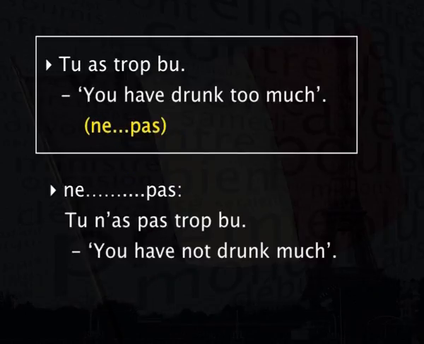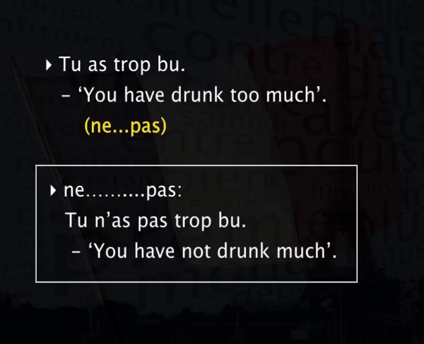Tu as trop bu. You have drunk too much. Ne pas. We place the auxiliary verb between the negative word pair ne pas. Tu n'as pas trop bu. This sentence translates as you have not drunk too much.